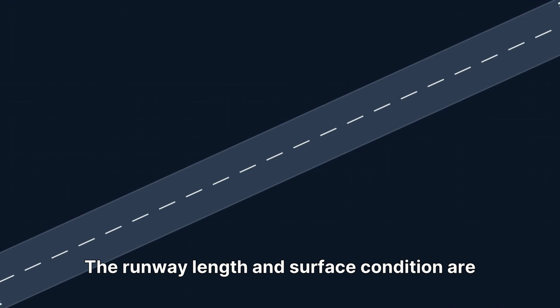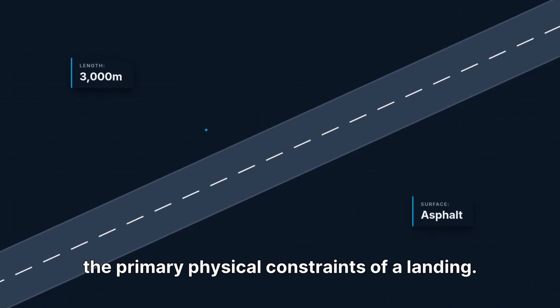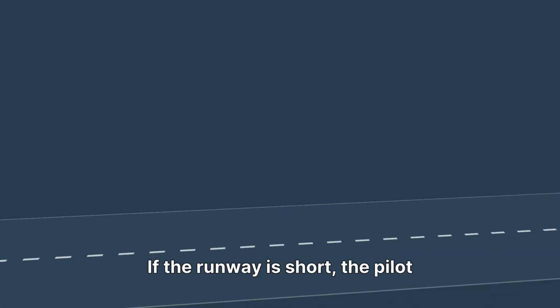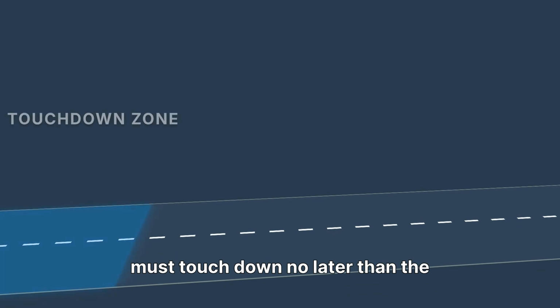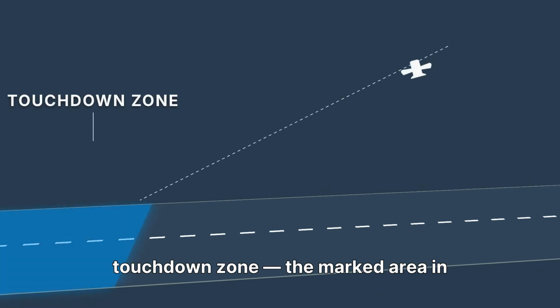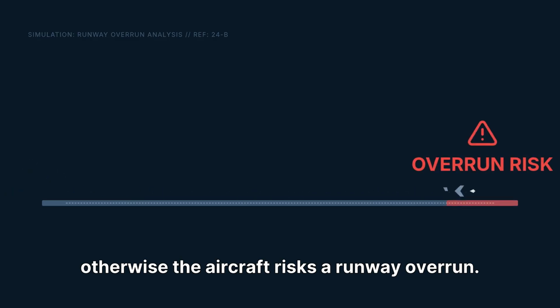The runway length and surface condition are the primary physical constraints of a landing. If the runway is short, the pilot must touch down no later than the touchdown zone, the marked area in the first third of the runway. Otherwise, the aircraft risks a runway overrun.